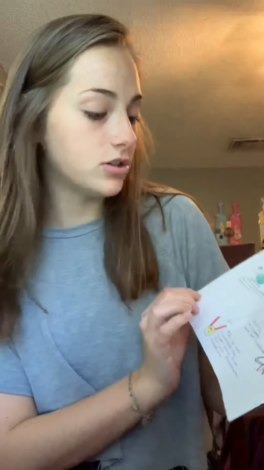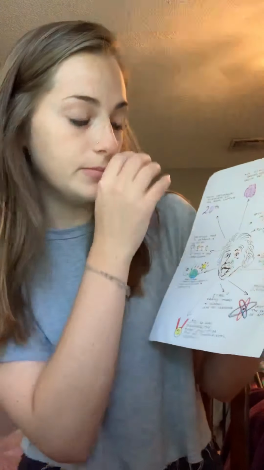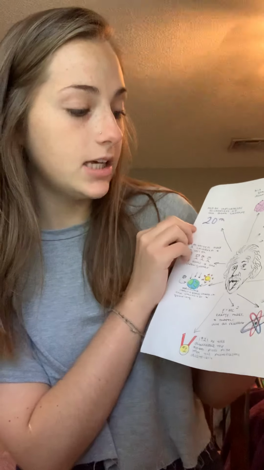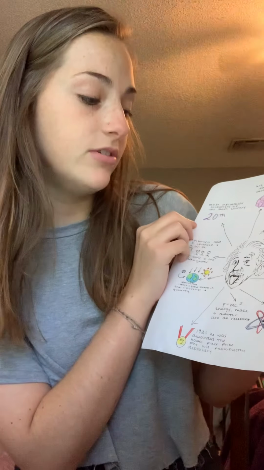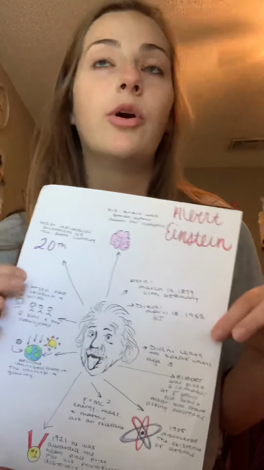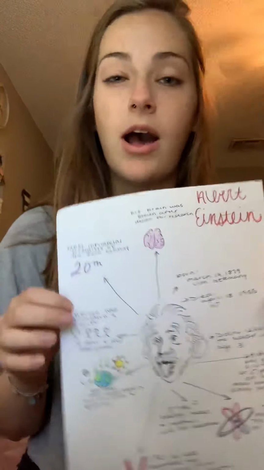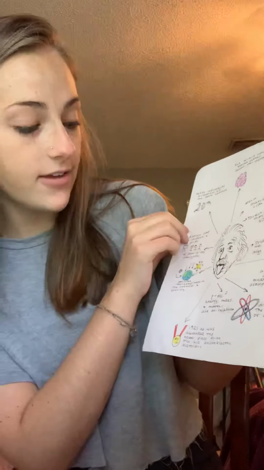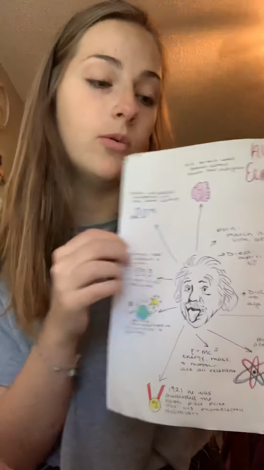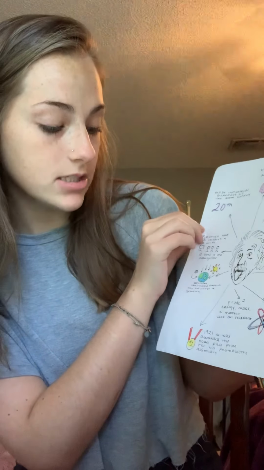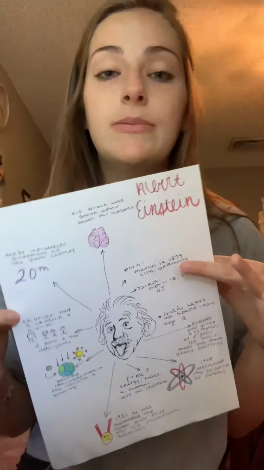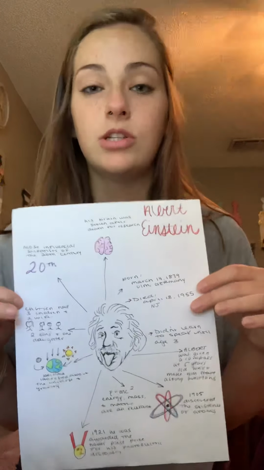Around my picture, I just wrote where he was born, where he died, and a little more facts about him. He didn't speak until the age of 3. He was given a compass at 5 years old, which made him question more about science and the why. Why did it always point north? He discovered the atom in 1905. He won the Nobel Prize in 1921 for his photoelectric discovery. He created E equals mc squared, which means energy, mass, and matter are all relevant to each other.